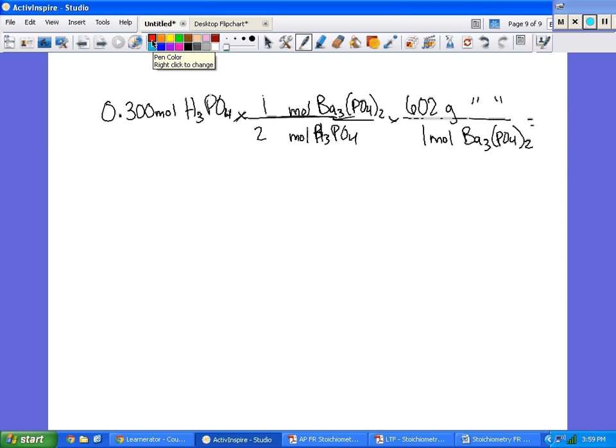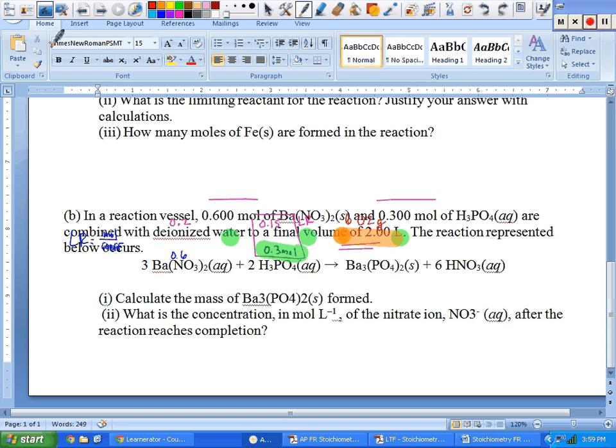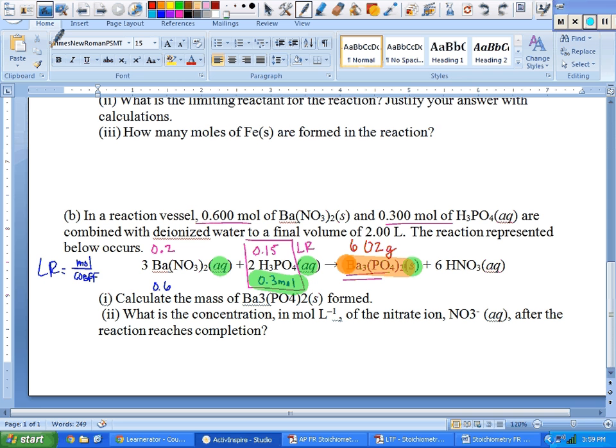All right, again, let me start over. My first question is, why did I have to find the limiting reactant before I ever began? Well, here's the thing. I didn't know which one to pick from. They gave me a starting amount of each one. So do I pick the barium nitrate or the phosphoric acid? You pick the one that's the limiting reactant, the one that's going to produce the least amount.